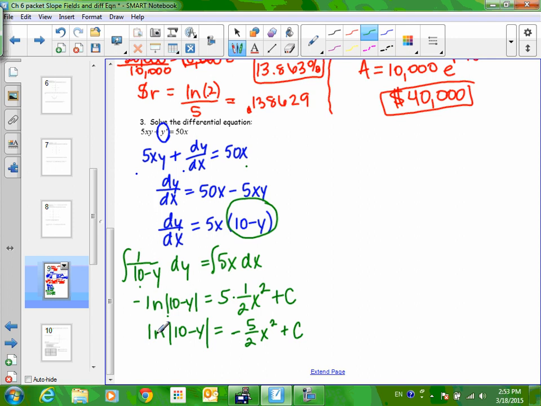Okay, now how do I unlock the natural log? This is kind of reverse of what we did at the beginning. Log base e. So 10 minus y is actually going to be e to that whole right side. And this is really going to show those of you who practice this. What do you do with this plus c now?